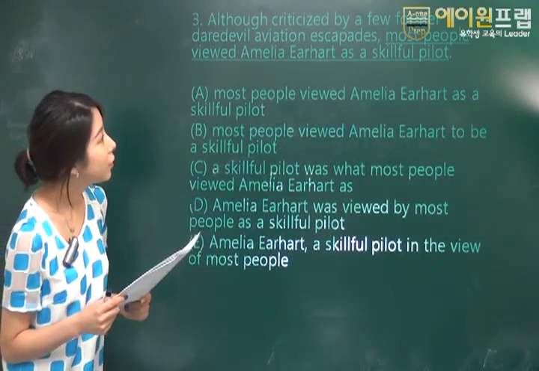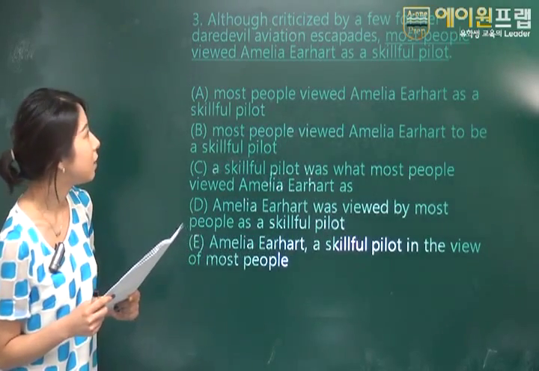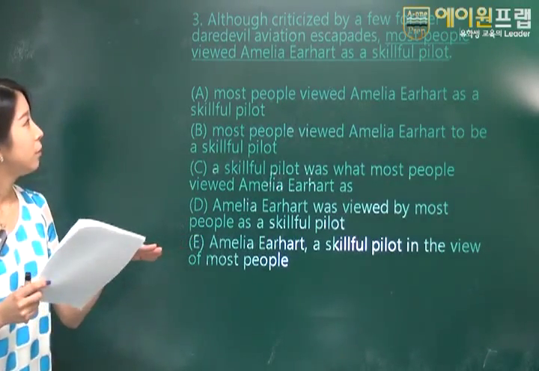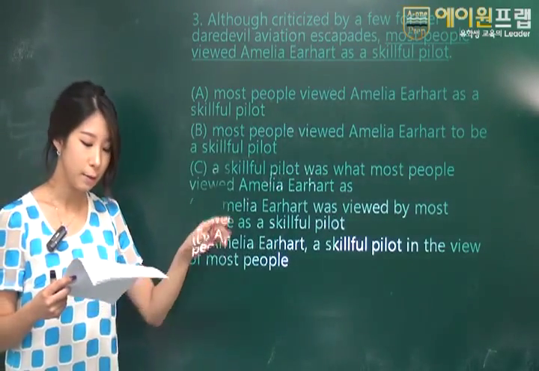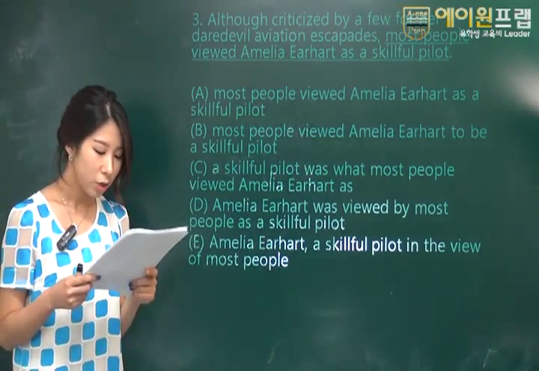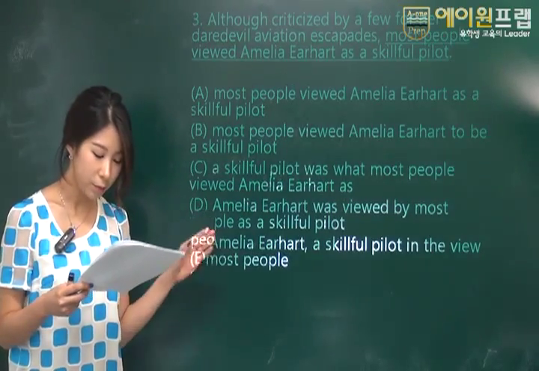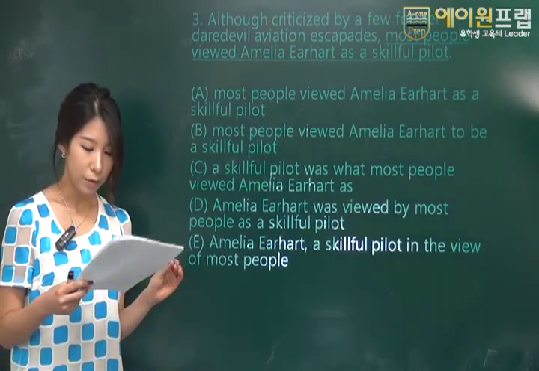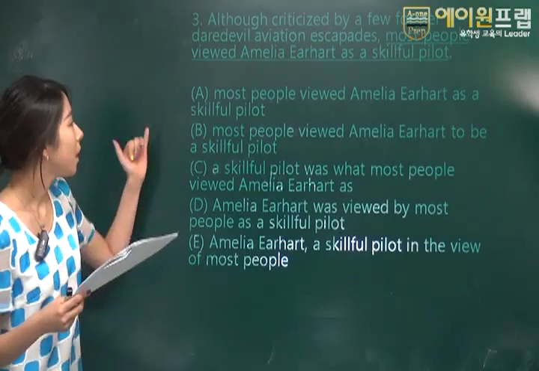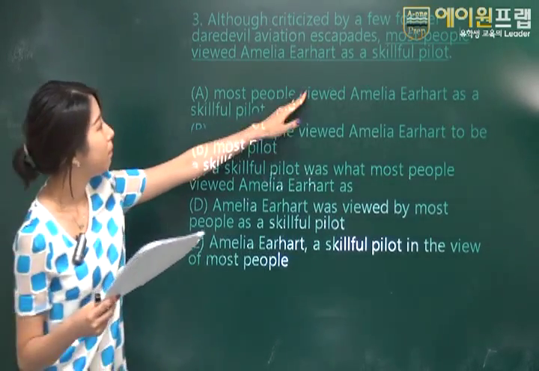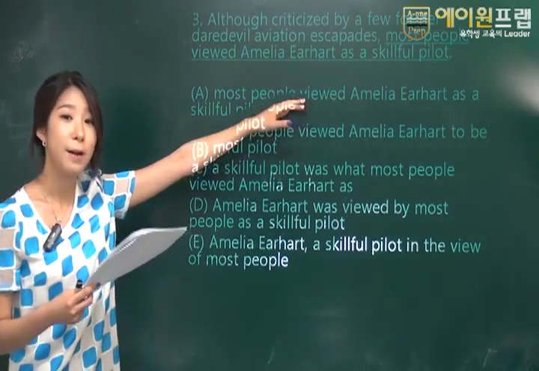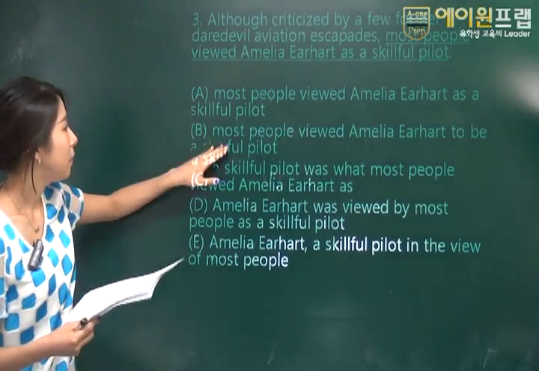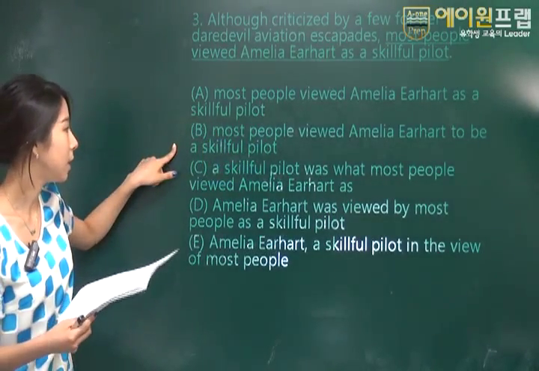Number 3. Although criticized by a few for her daredevil aviation escapades, comma. So somebody's being criticized, it's in a passive voice, and somebody's being criticized for her, it's a her, there's a hint there, it must be a female person, and her daredevil aviation escapades. So is she a pilot or something, I guess? So, A, most people, it's a plural, so I just said that the subject should be a single female person. So that's why A is out. B, also most people. So that's not the answer.